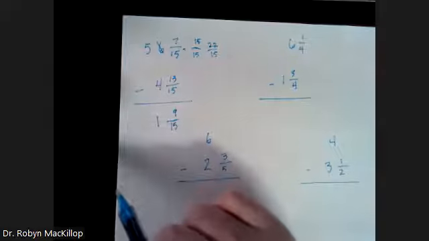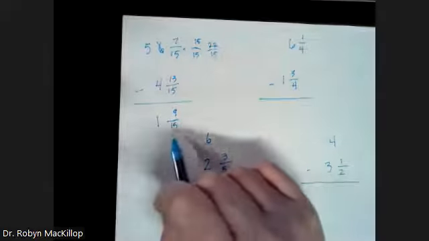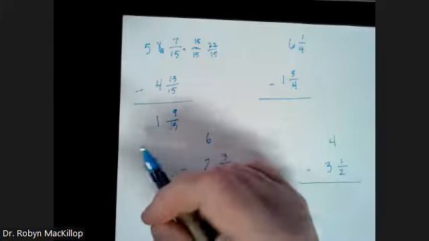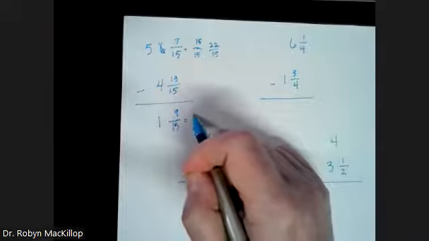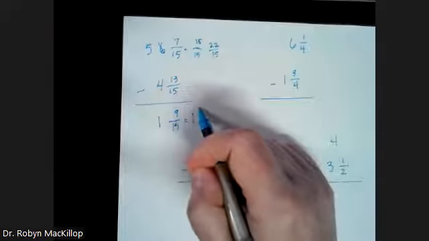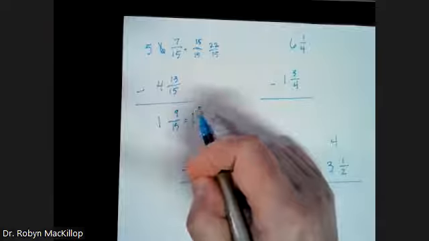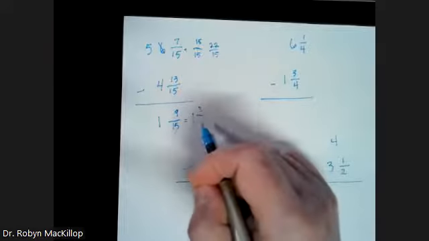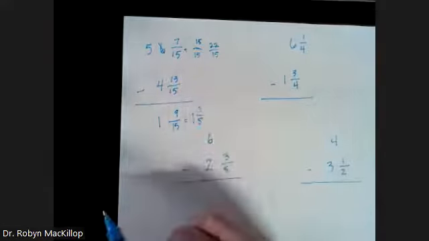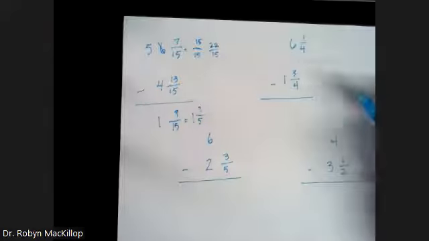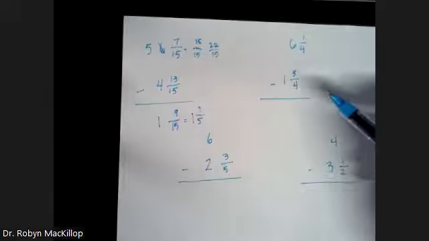So 1 and 9/15. We have one more step because both 9 and 15 are divisible by 3. So our actual answer after we reduce will be 1. 3 goes into 9 3 times. 3 goes into 15 5 times. 1 3/5.